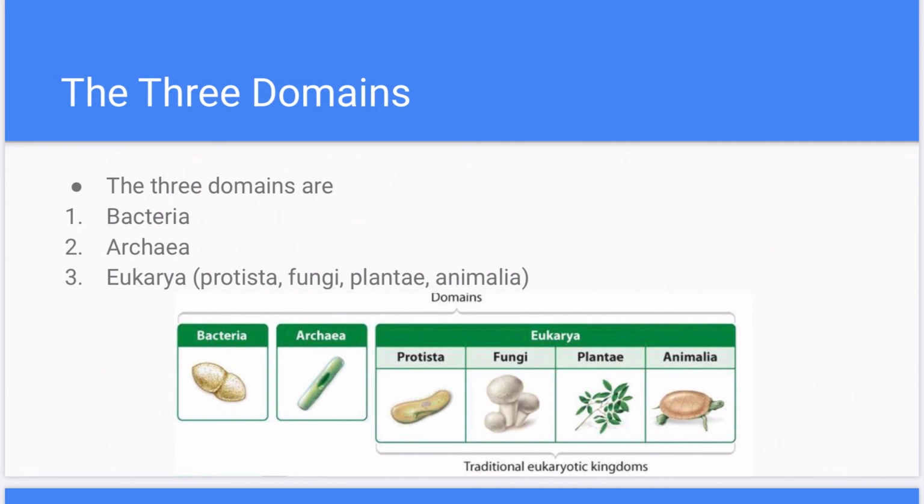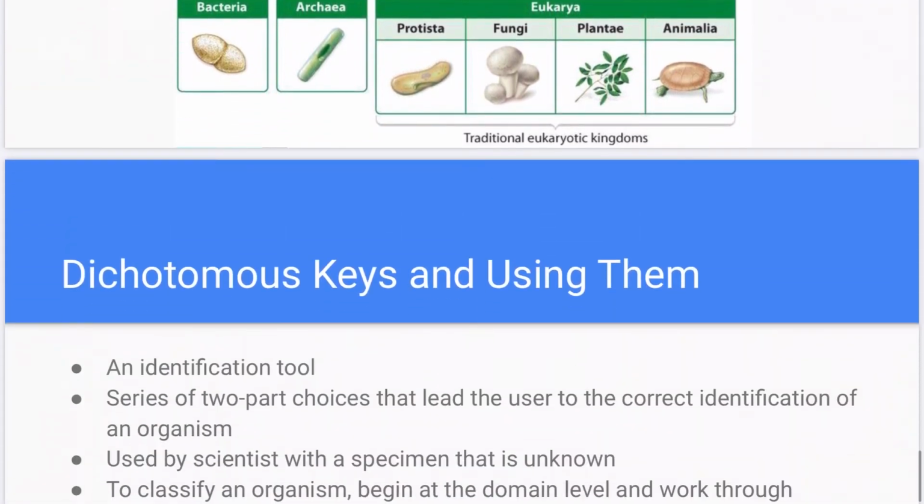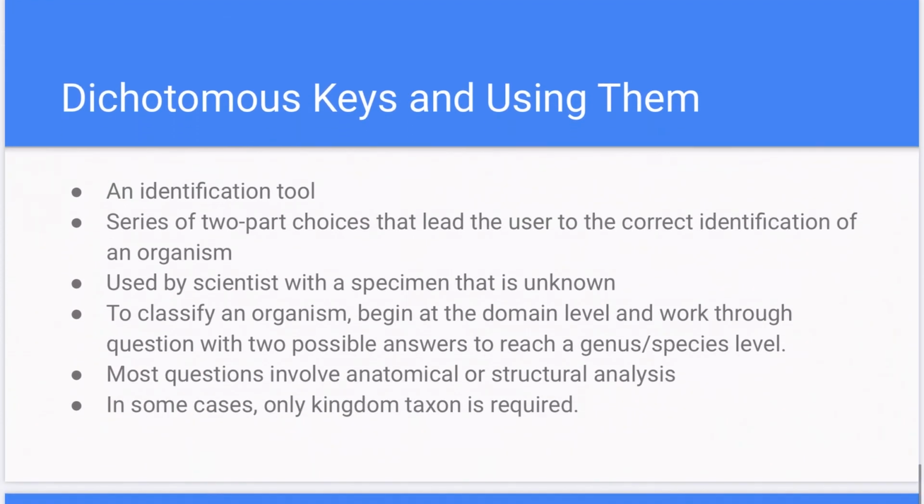So how do we figure out where a species fits? Well, we use these things called dichotomous keys, and they're an identification tool. If I'm holding something new in my hand, how do I go about identifying this? You use a key, which is a series of two-part choices, kind of like yes and no, that lead the user to the correct information of the organism. It's used by scientists when we're holding that unknown species in our hands. To classify an organism, we begin at the domain level and work through and hopefully get to a genus or a species level, that very specific.